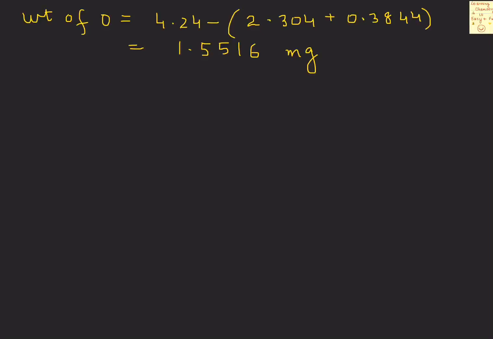So the weight of oxygen would be 4.24 milligrams, that's the weight of the compound, minus the weight of carbon and the weight of hydrogen, which gives us a value of 1.5516 milligrams. Yes, we do it up to 4 decimal places because we will further round it off.